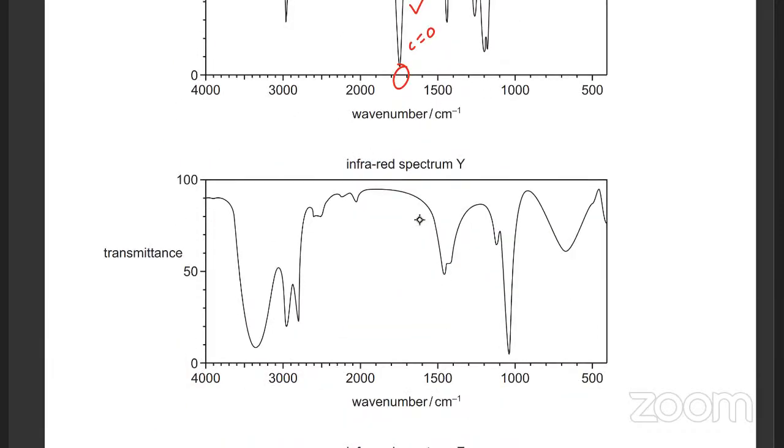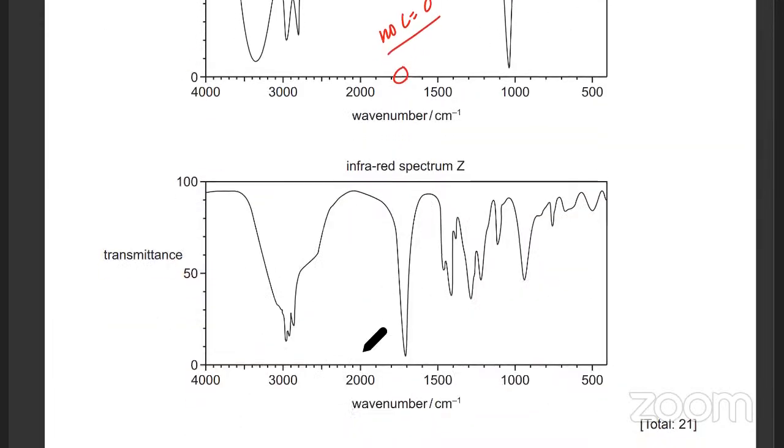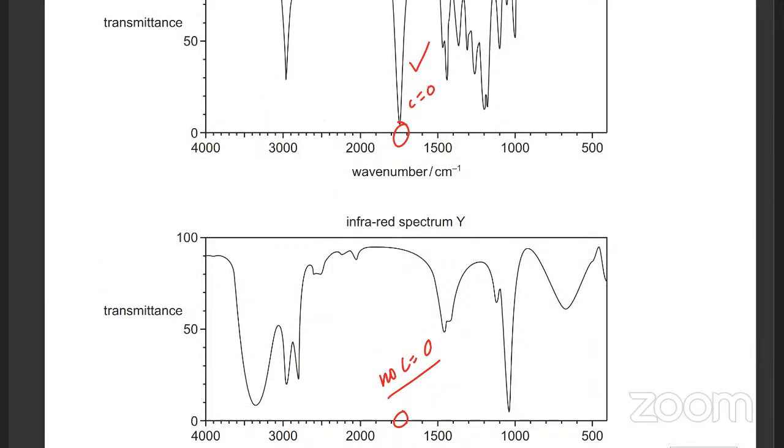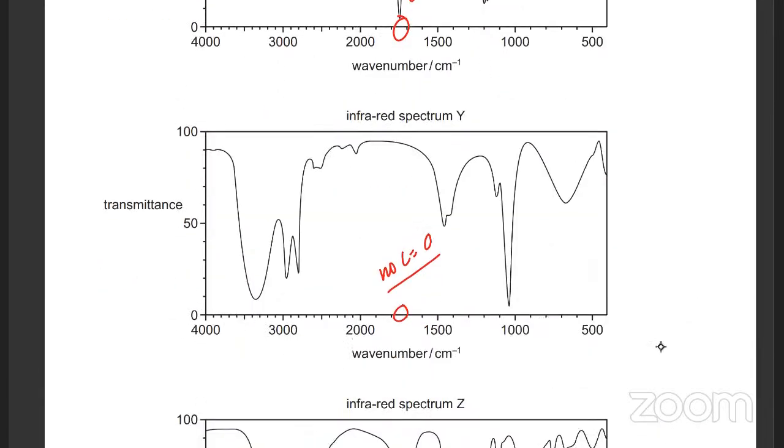Yep. You get no absorption over here. That means there is no C=O, right? Yes, sir. And the third one also has a C=O. So clearly this one is methanol, right? Yes, sir. Because you have three compounds and one of them doesn't have a C=O. So we know that one of our compounds is a methanol molecule.